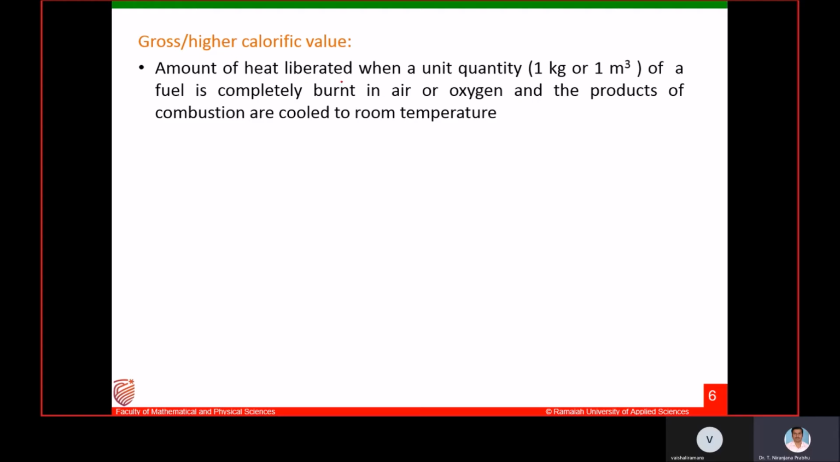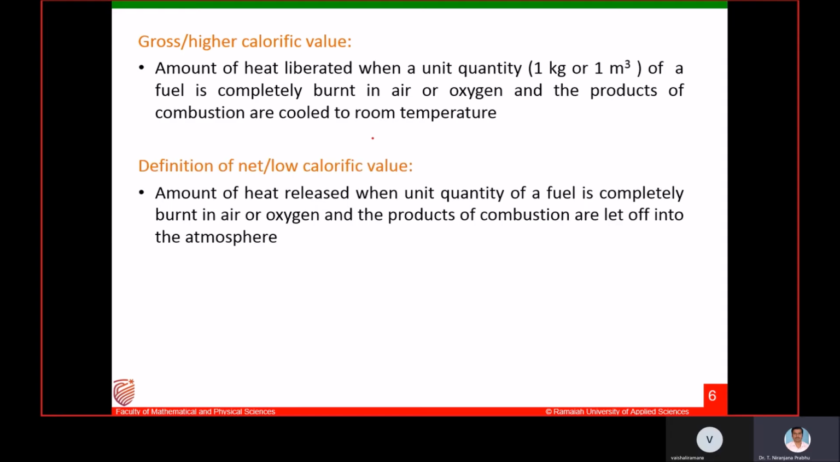It is the amount of heat liberated when unit mass of fuel is completely burnt in air or oxygen and the products of combustion are cooled to room temperature. Okay, that is gross calorific value. Then the definition of net calorific value is like this. It is the amount of heat released when unit mass of a fuel is completely burnt in air or oxygen and the products of combustion are let off into the atmosphere.